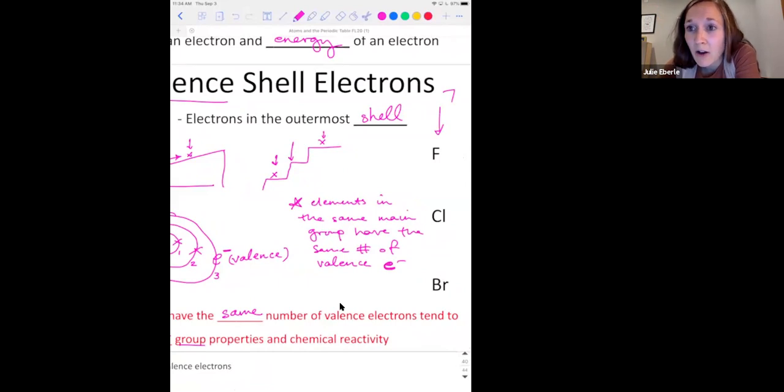So why did all the alkali metals react violently with water? Because they have the same number of valence electrons. Why are all the noble gases inert? Because they have the same number of valence electrons, and therefore they have the same kind of chemical reactivity.